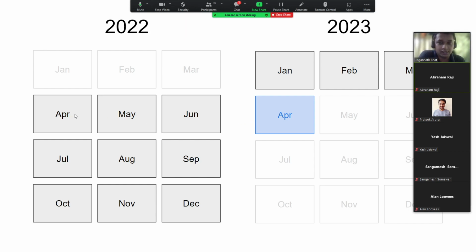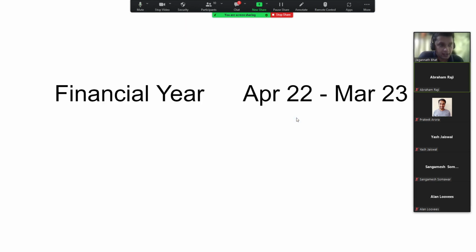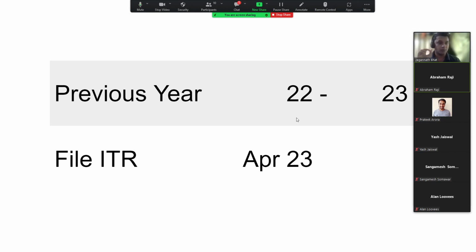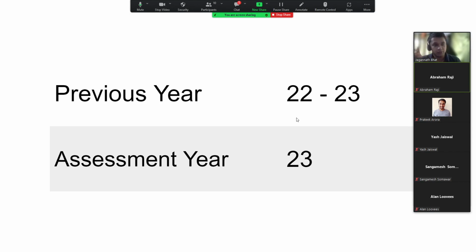So let's say for the tax that was collected from April 2022 to March 2023, the income tax return you have to file in April of 2023. Okay, I'll just reiterate. Financial year April 2022 to March 2023, you have to file the ITR in April 2023. So in that case, the previous year becomes 2022 to 2023, and the assessment year becomes 2023 to 2024. So basically, the previous year is the year for which your tax is calculated, and the assessment year is the year in which you will be filing your ITR. So that is what a previous year and assessment year is.